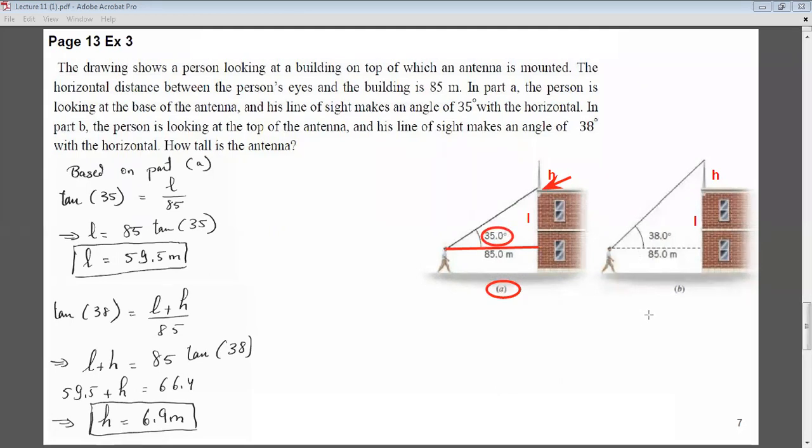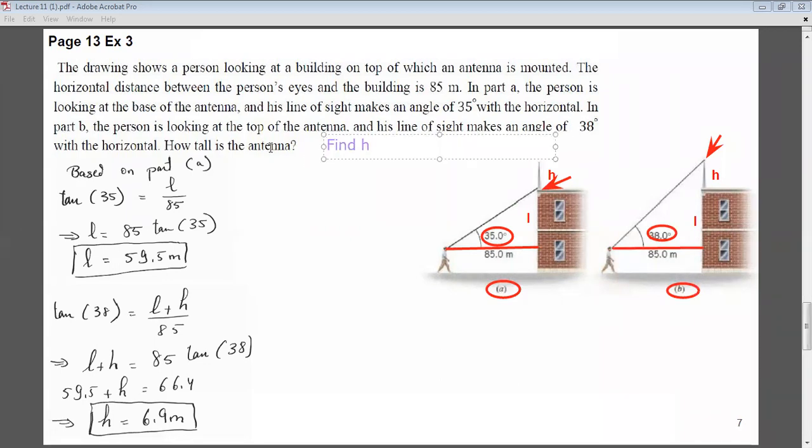In part B, the person is looking at the top. In part B, he's looking at the top of the antenna. So this time, he's looking at the top. And his line of sight, in order to reach this site, his angle is 38. The angle he makes is 38. Notice here that this distance is the same. Now, how tall is the antenna? So he's asking about H, find H.